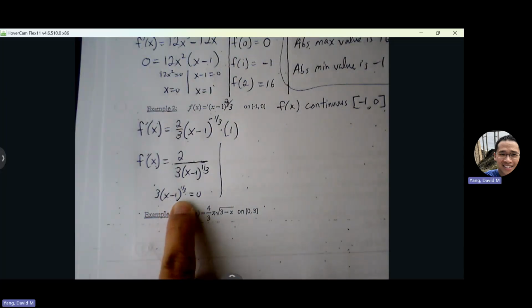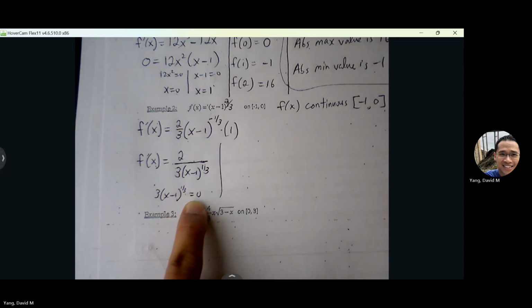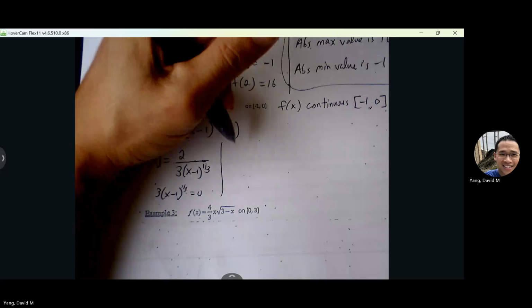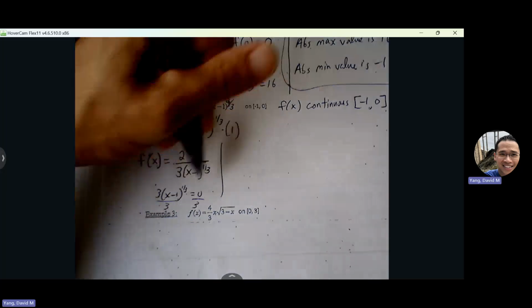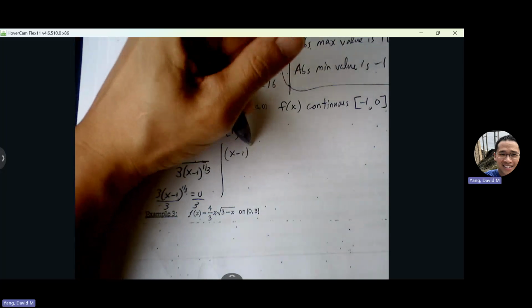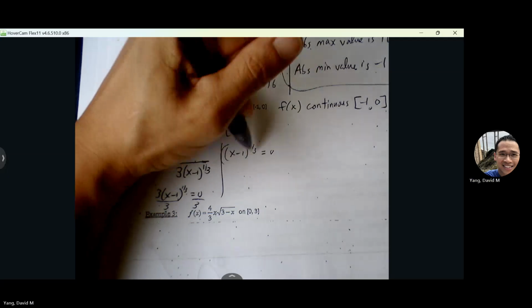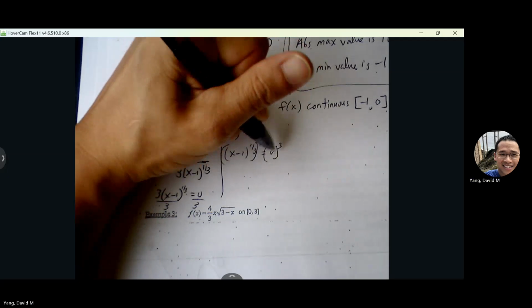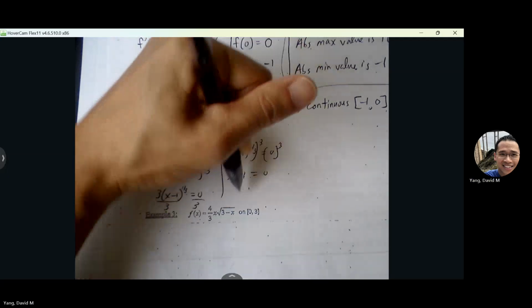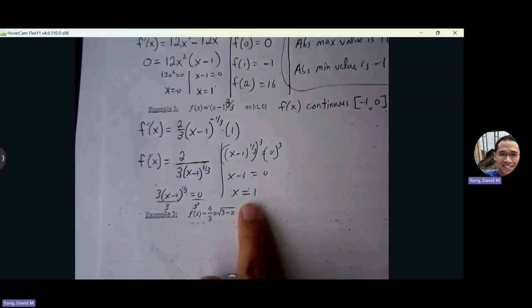Divide by 3, cube both sides, solve for x. X equals what? I'll just go through the steps here. All right, so there's my critical point.